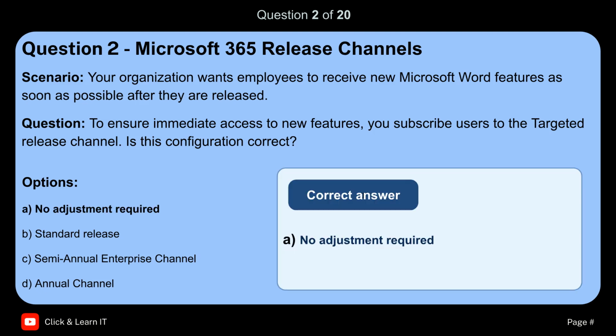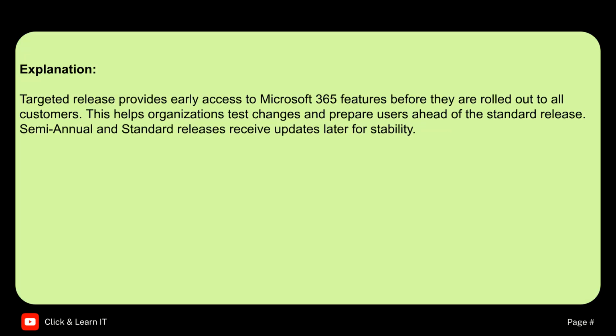The correct answer is A, no adjustment required. Targeted release provides the earliest access to new Microsoft 365 features. Targeted release provides early access to Microsoft 365 features before they are rolled out to all customers. This helps organizations test changes. Semi-annual and standard releases receive updates later for stability.